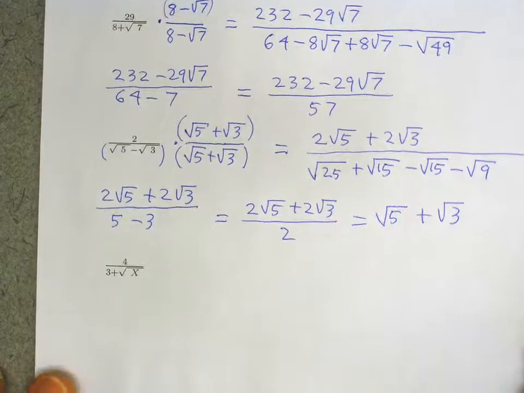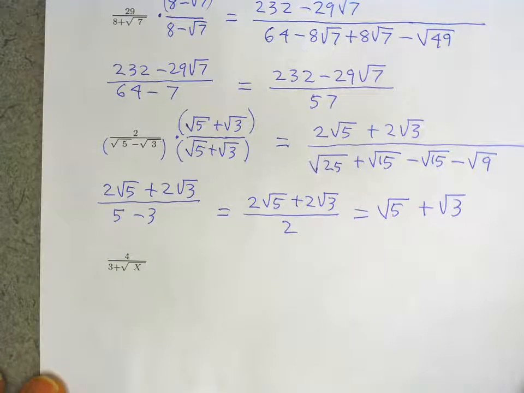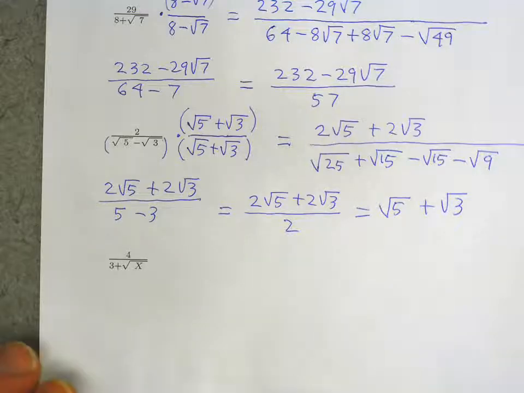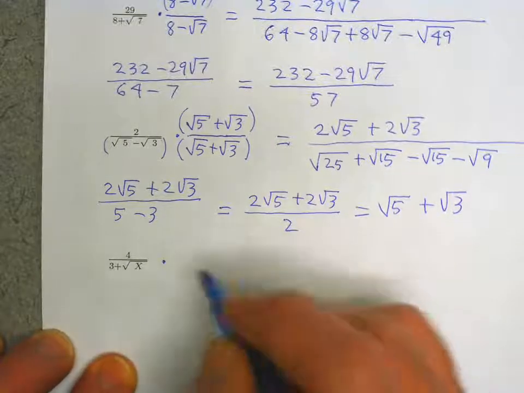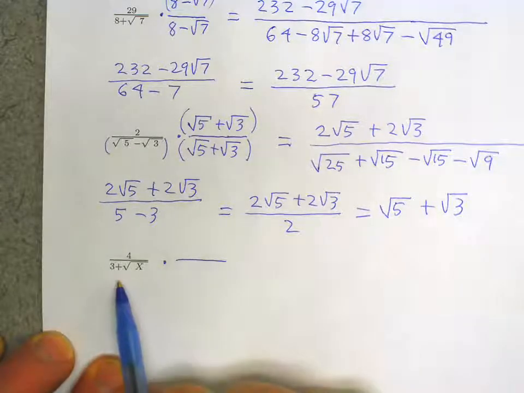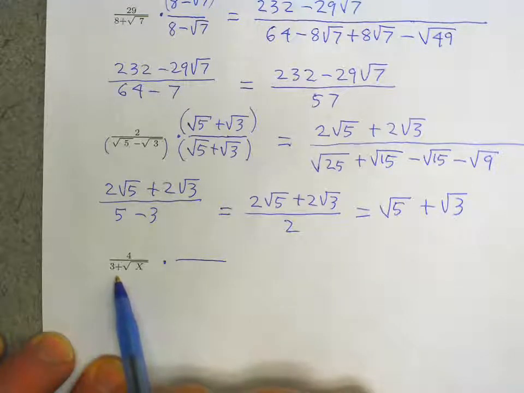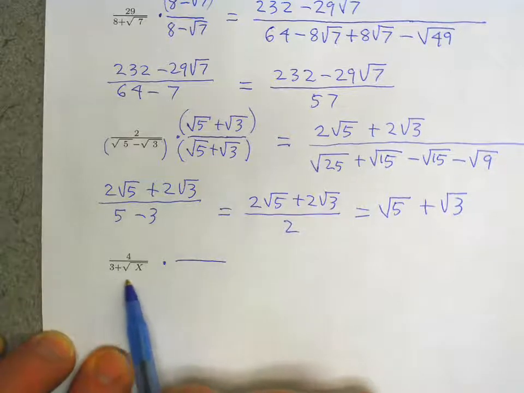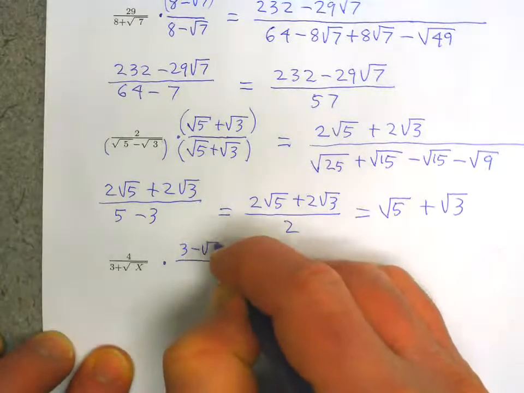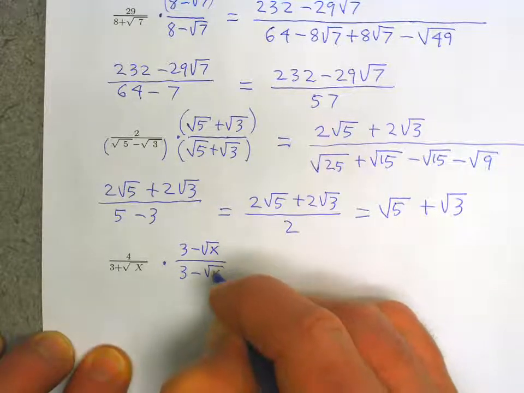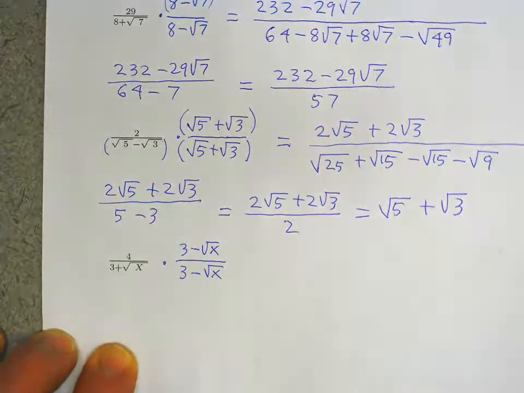Okay, the next example. 4 divided by 3 plus the square root of x. Okay, you know what to do. We're going to multiply by 1, and the form 1 takes is the numerator and denominator is going to be the conjugate of 3 plus the square root of x. The conjugate of that is 3 minus the square root of x. So we multiply by 1 in the form 3 minus the square root of x divided by 3 minus the square root of x.